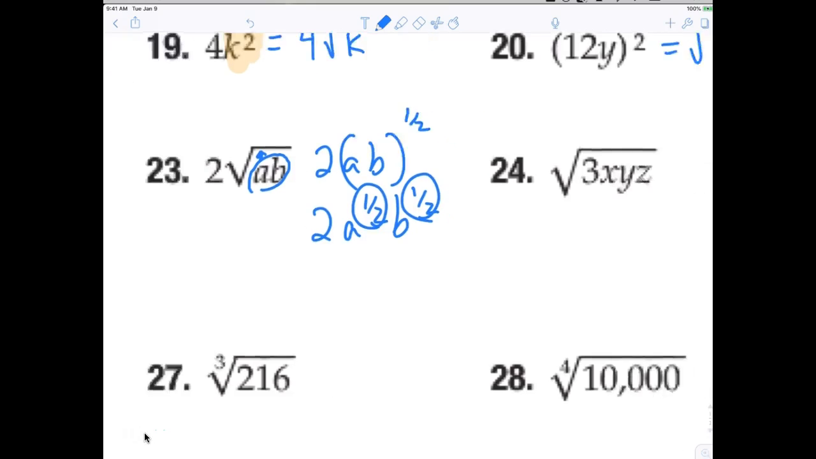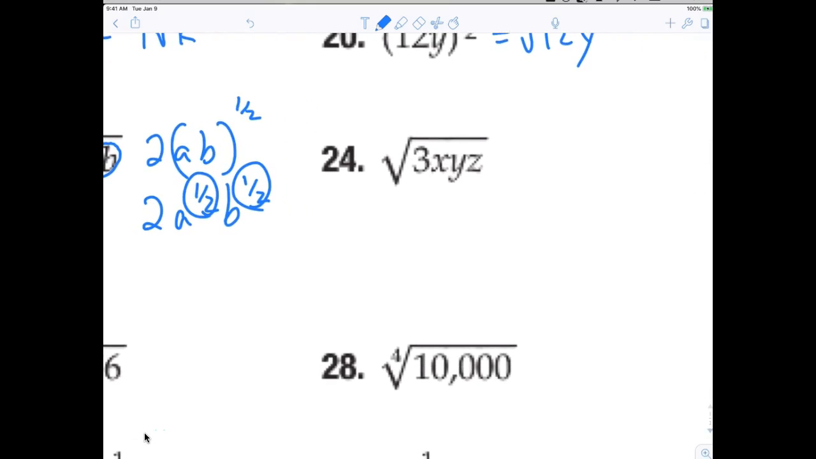All right? And finally, 24. Tell me. Go. It would be in parentheses 3xyz. Yes, 3xyz to the 1/2. Perfect. Why is 3 there? It's 3 under the radical. All right, if it's under the radical, it's raised to the 1/2. Now, underneath that, I would like everybody to write 3 to the 1/2, x to the 1/2, y to the 1/2, z to the 1/2. All right, that's another way of writing it.